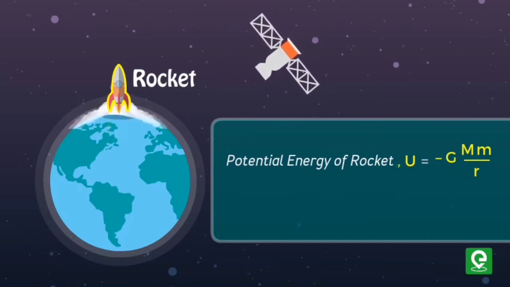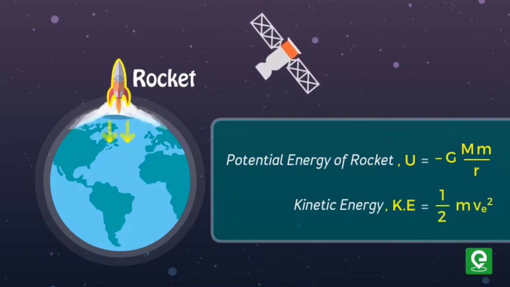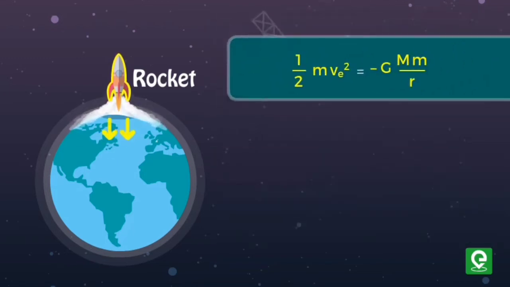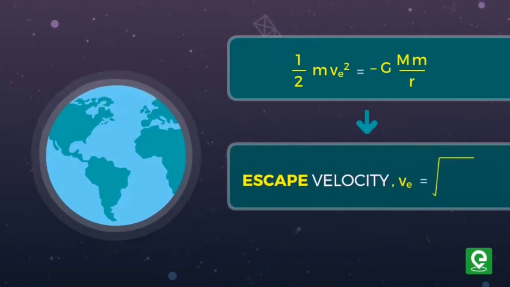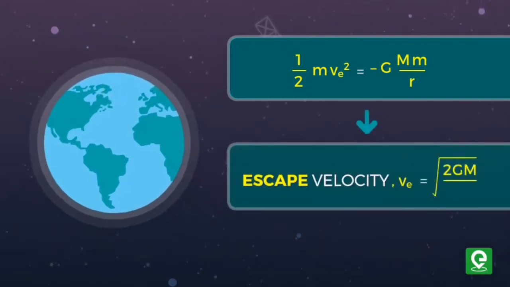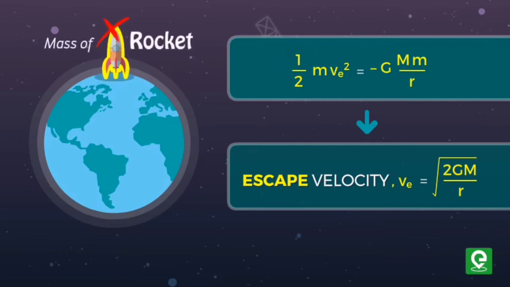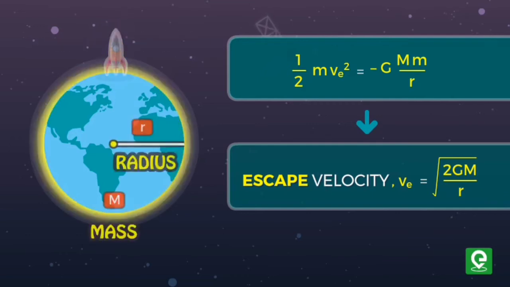At the time of the rocket launch, the kinetic energy of the rocket is equal to half mv square. Let's call this equation 2. Comparing the two equations gives us the minimum velocity required to overcome the potential energy of the planet. That is, escape velocity is equal to square root of 2GM by R. From this relation, we can note that the escape velocity is independent of the mass of the rocket. It only depends on the mass and the radius of the planet.